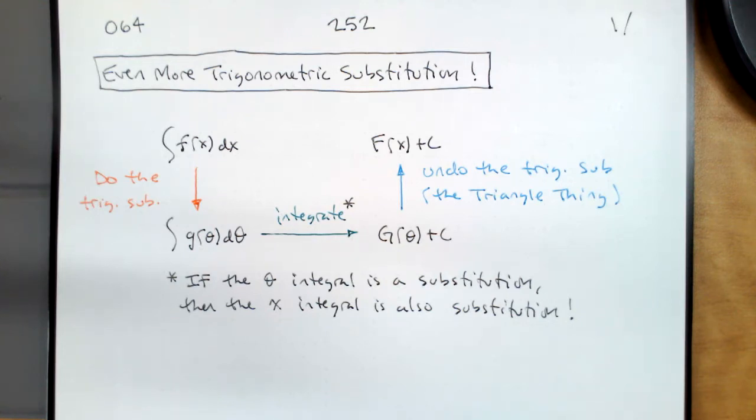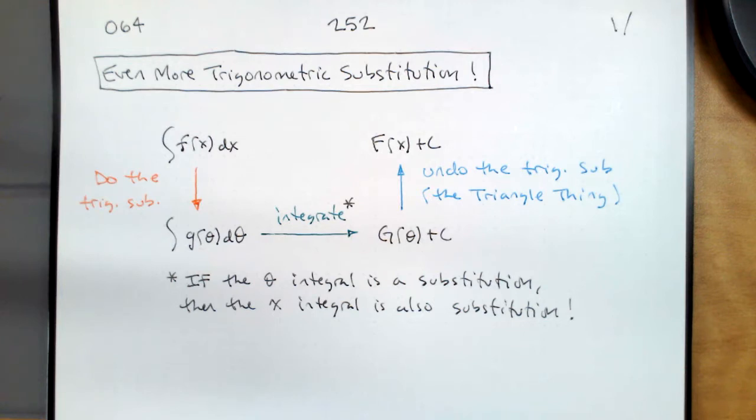Today we're going to continue talking about trigonometric substitution. The thing that we want to add to this today is the integration step, where we integrate g of theta into our theta antiderivative. So we're going to want to talk about integrating the theta integral into the theta antiderivative.